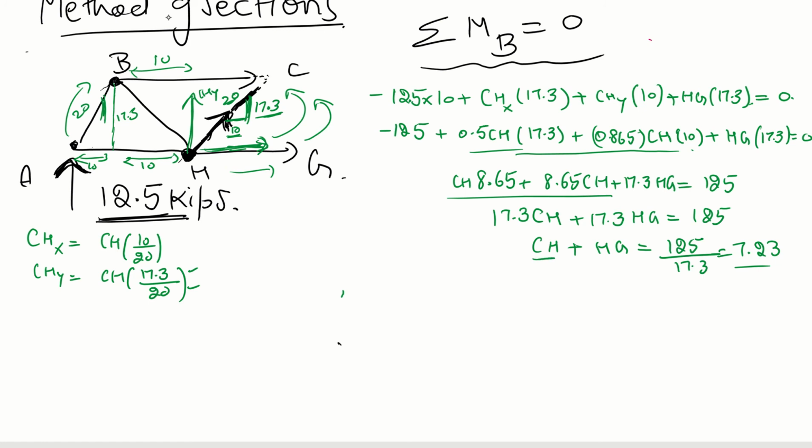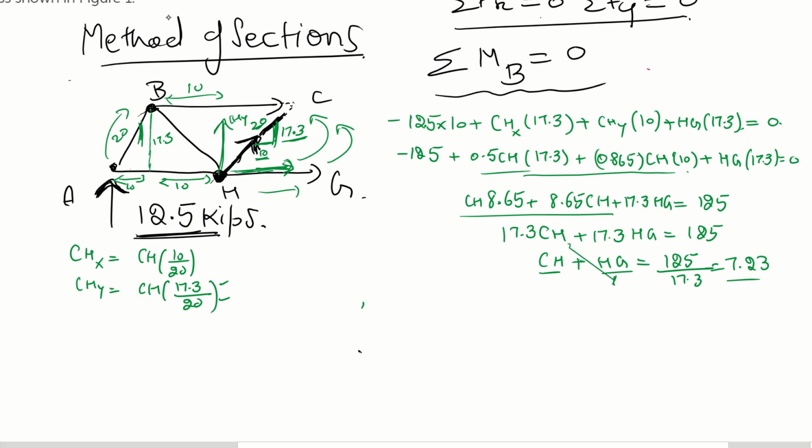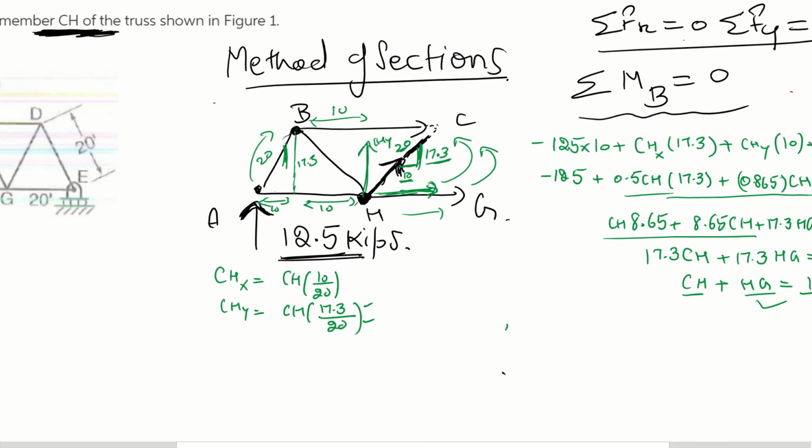So I'm going to get stuck here because I don't know the value of CH and I don't know the value of HG. So now what can I do? Here the most important concept of the method of sections comes into the picture. If somehow I can find the value of HG, I will be able to solve for CH. So if I look at this diagram again, how can I find the value of HG?